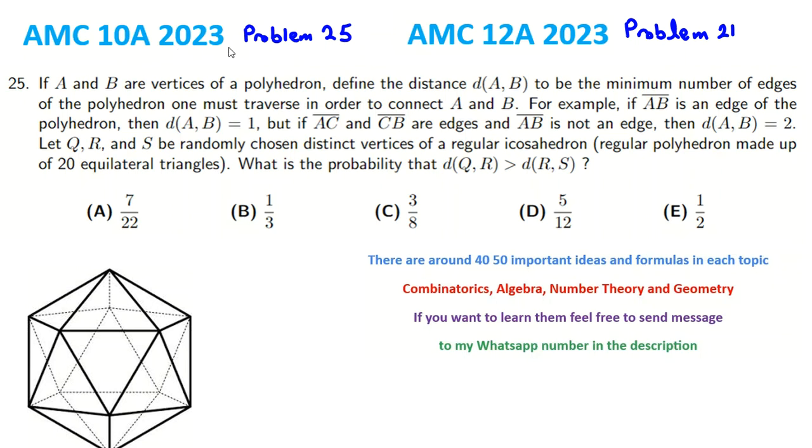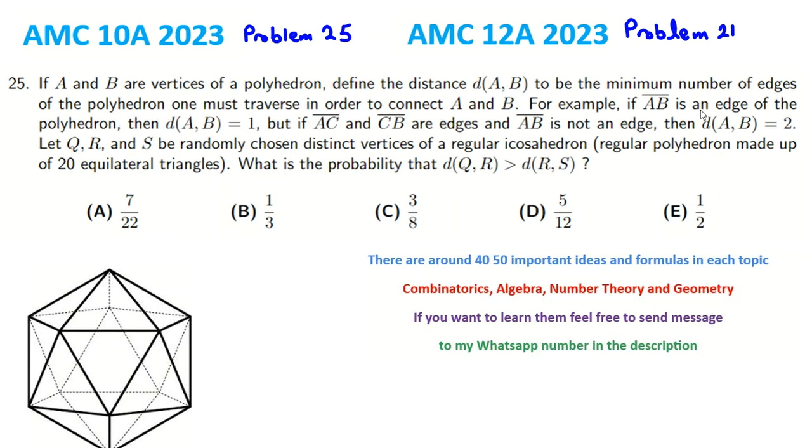AMC 10A 2023, last problem, problem 25, and 12A 2023, problem 21. It says if A and B are vertices of a polyhedron, define the distance d(A,B) to be the minimum number of edges of the polyhedron one must traverse in order to connect A and B.